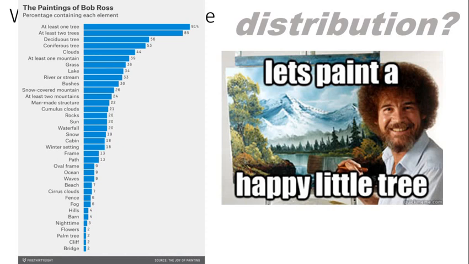This is a variation on a histogram, showing the frequency of elements that appear in Bob Ross's paintings. The categories overlap: at least one tree, at least two trees, and then tree types have their own category, which is not very good science, but it's still a fun example. Bridges and cliffs down here on the bottom are apparently not Bob's thing.